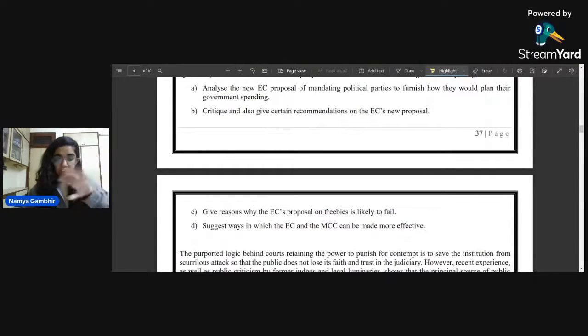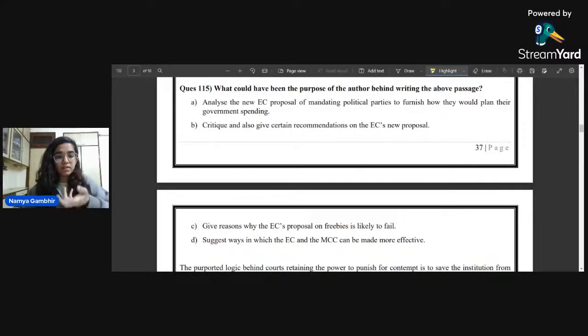Now the other two options. One says: give reasons why the EC's proposal on freebies is likely to fail. Okay, so this is not what the author is talking about. We are not talking about the failure of the proposal or the reasons behind that. And the last is: suggest ways in which EC and the MCC can be made more effective. Now, this option, if you don't give much attention to it, may seem correct, but if you see, this is way too broad. It is talking about the effectiveness of EC and MCC in totality. We are not talking about the Election Commission as a whole institution. We are just talking about EC's new proposal.